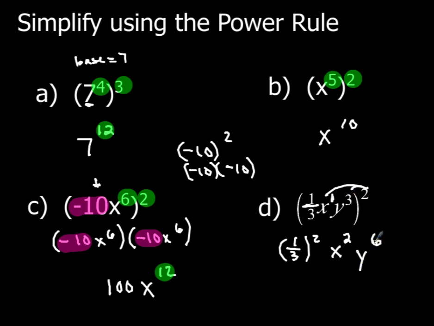Now I just have to clean up my coefficient here. 1/3 squared, 1/3 times 1/3, the top, 1 times 1 will give you 1. 3 squared, 3 times 3 gives me 9. So my final answer is going to be 1/9 x squared y to the 6th power.